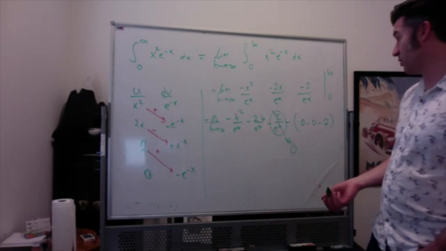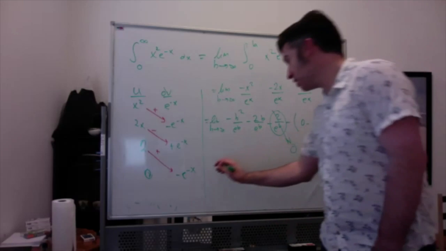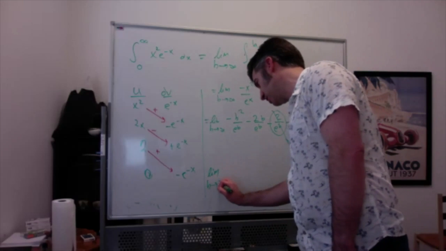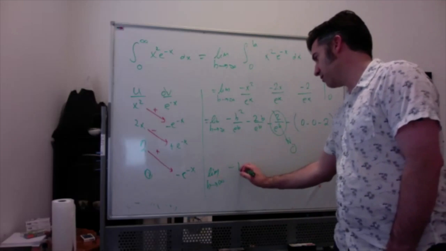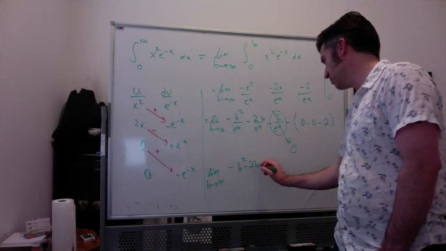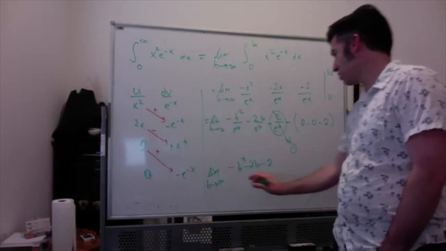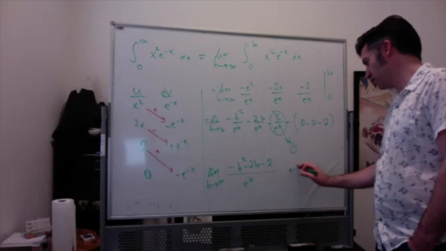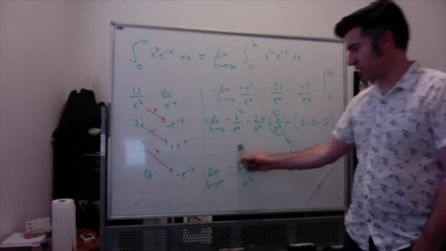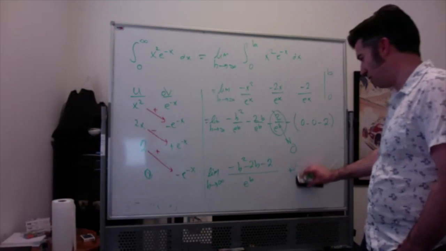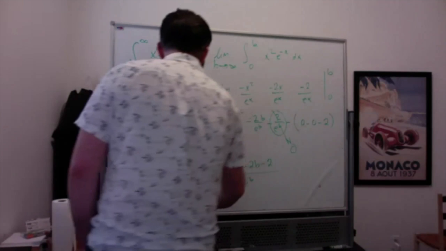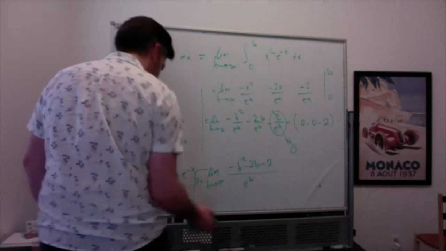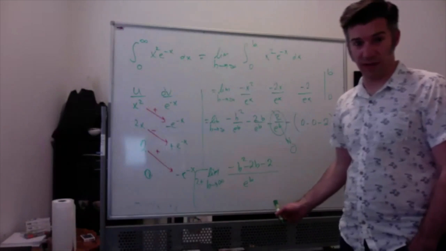So what I was actually thinking we might do is rewrite it like this. You can totally rewrite the whole thing as the limit as b goes to infinity of negative b squared minus 2b minus 2 all over e to the b, plus 2. And then you can use L'Hopital. So then, right, we put the 2 out in front. And then you can use L'Hopital's rule on this part twice.